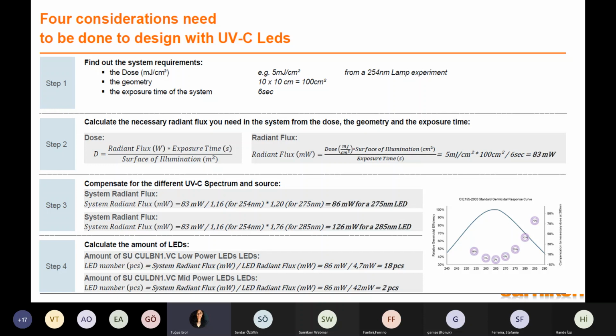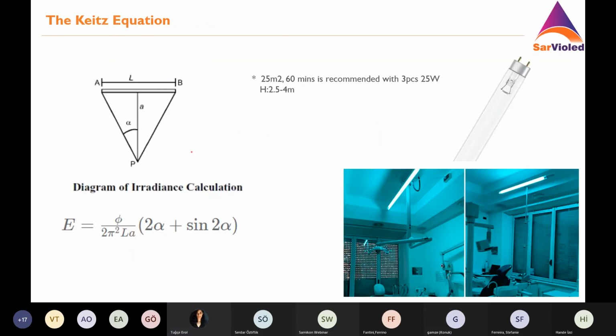The last step is to determine the amount of LEDs. It is found by dividing the total radiant flux by the radiant flux of one LED. We have found out that the same formula is used in the dosage calculation for fluorescents. Many studies use this equation. How many fluorescents are needed? What is the exposure time? We can theoretically calculate.